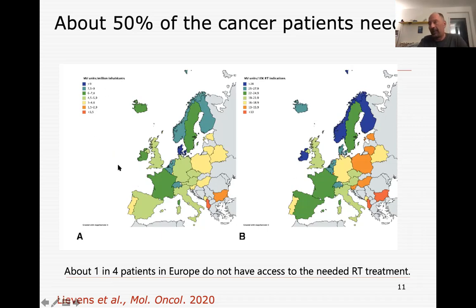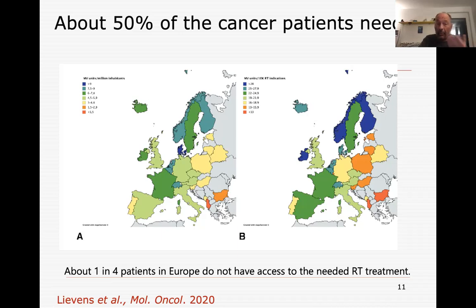These are the megavolt units. We will see in a second what is a megavolt unit, what is a radiotherapy unit per million inhabitants. And these are the megavolt units for 10,000 radiotherapy indications, so for that 50% of the cancer patients that need radiotherapy. As you see here, some countries in Europe are doing much better than others. It's kind of expected. You see that Scandinavia, Denmark, both if you normalize to the inhabitants or if you normalize to the mortality, Scandinavia is doing very well.